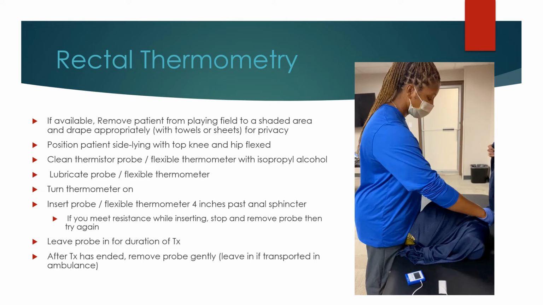Turn the thermometer on and then insert the probe 4 inches past the anal sphincter. If you meet resistance while inserting the probe, stop and remove it and then try again. Leave the probe in for the duration of the treatment. After the treatment has ended, remove the probe gently. In the event that the athlete is being transported with EMS, leave the probe in.